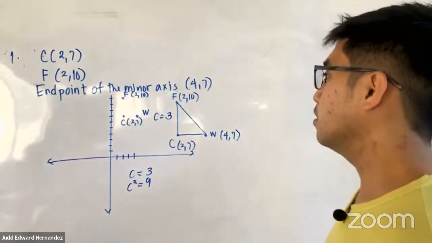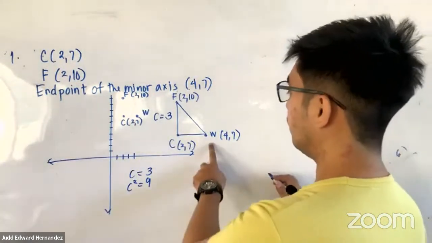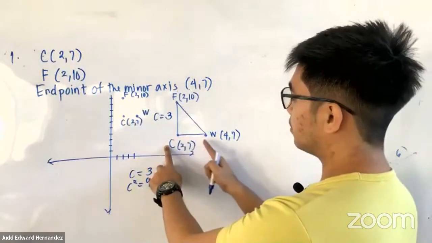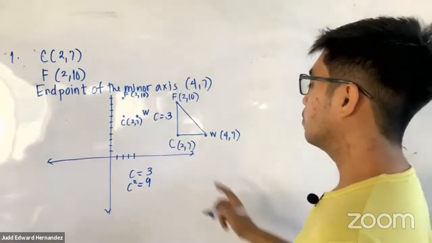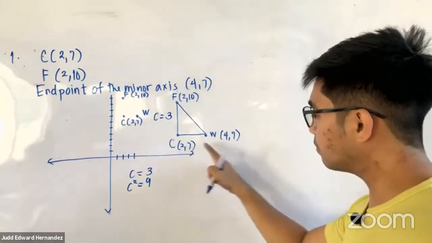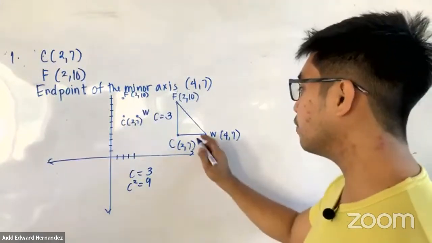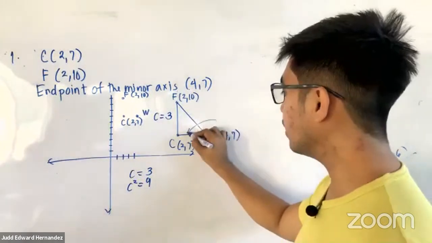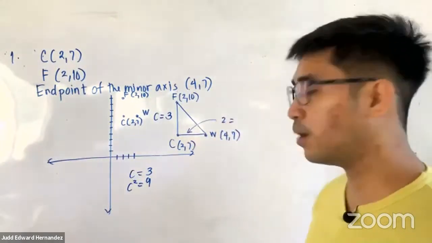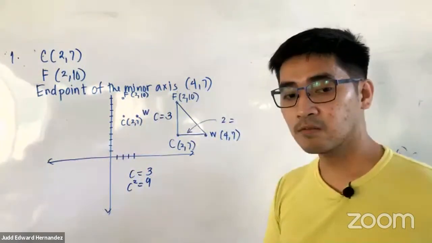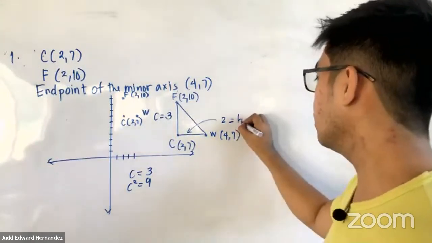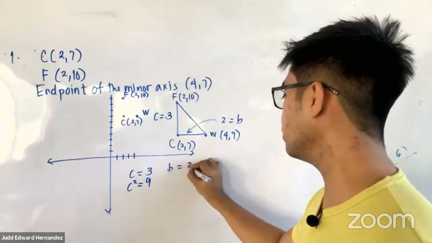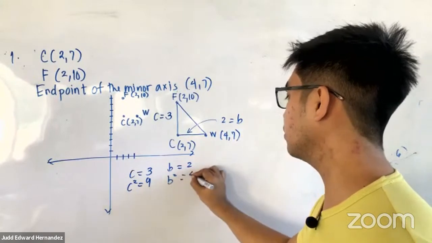Okay. So, for this one, we now have from the center going to W. This becomes 2, 7. After that, naging 4, 7. Therefore, what is this one? This is 2. If that is 2, that is equal to what? A, B, or C? B. Okay. We now have our B, which is 2. Therefore, B squared is equal to 4.